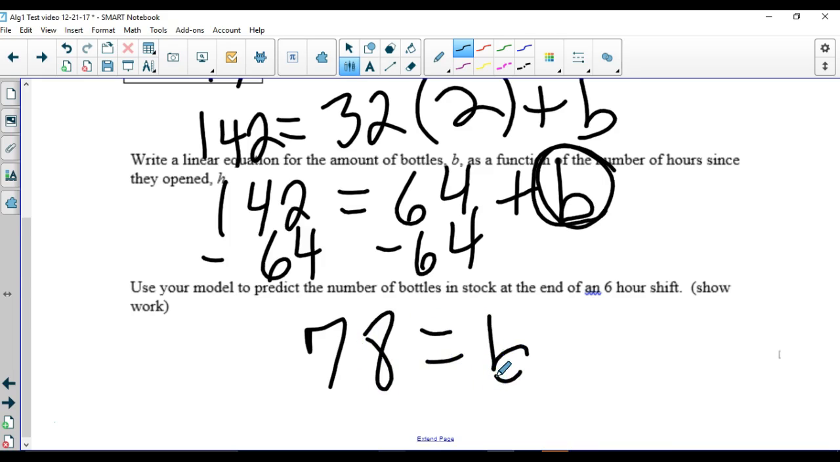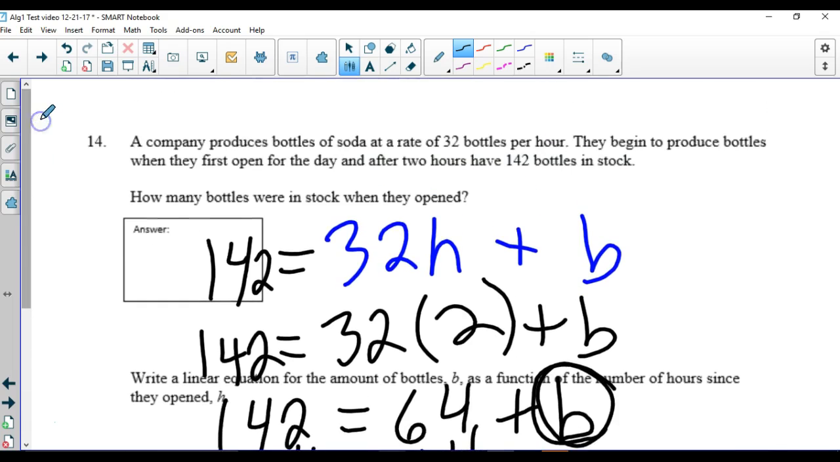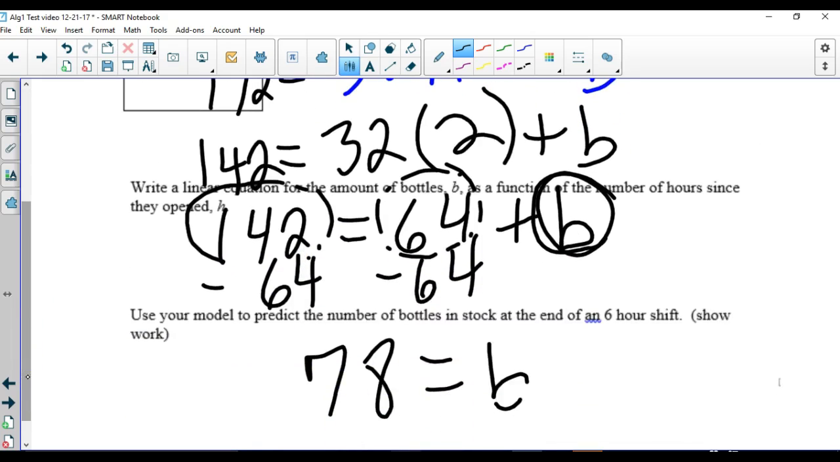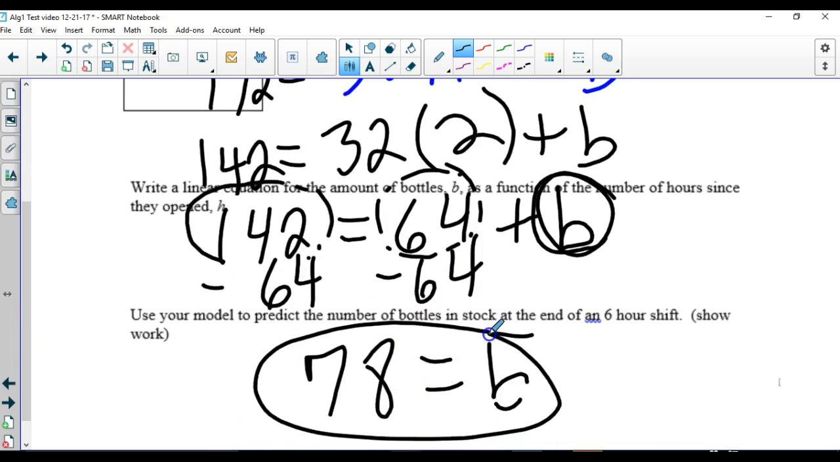And again, I'll explain. I know we went a little fast just now. They produce bottles at a rate of 32 bottles per hour. They began to produce bottles when they first opened for the day, and after 2 hours, they had 142 bottles. But in 2 hours, they only produced 64 of those bottles. They can't go past 64, but they have a total of 142. So we know they started out with something. In order to figure it out, we had to figure out what they started out with. So now we know they started out with 78 bottles.